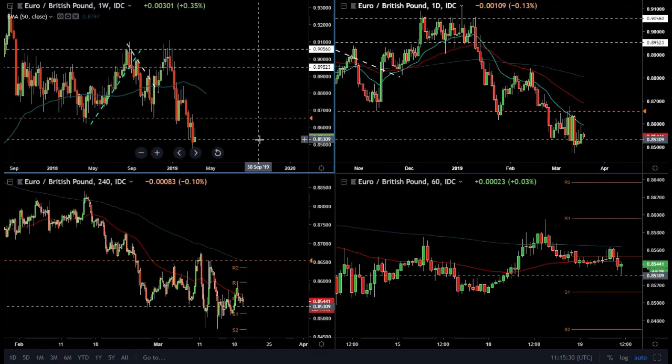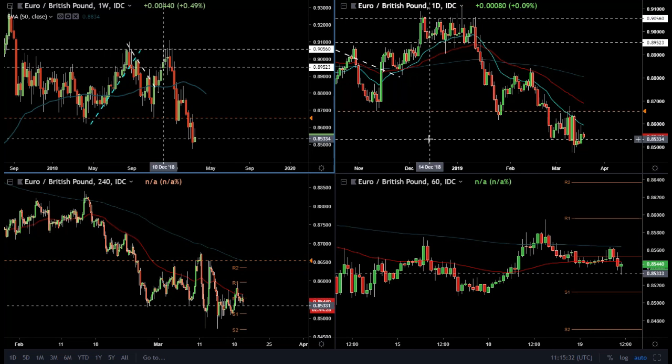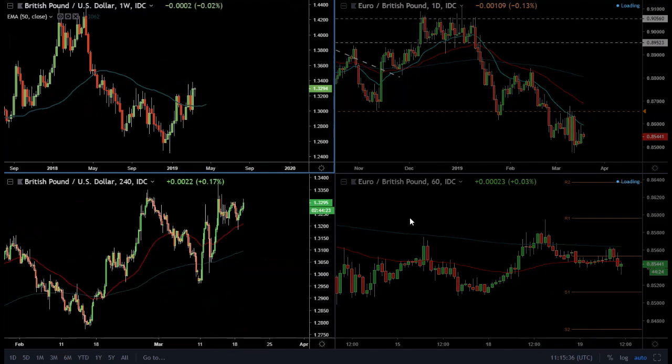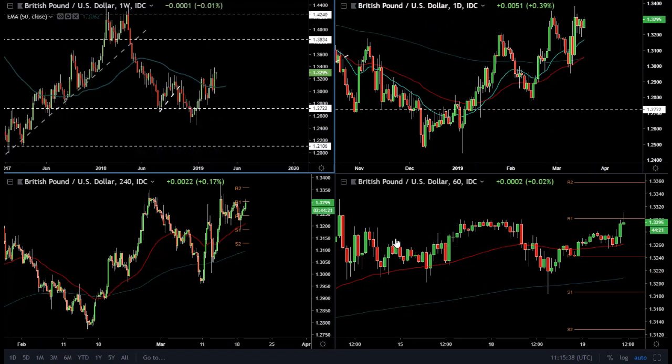Selling from the lower low is not a good idea. You would be selling at the lows. No one wants to sell that cheap. So moving on, pound dollar. Pound dollar, now interesting one here.